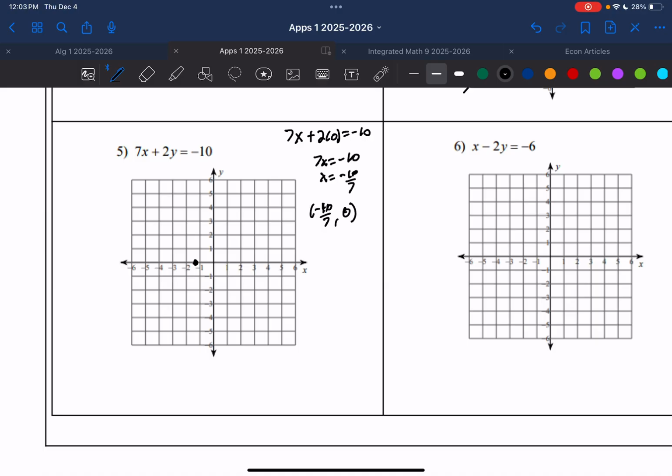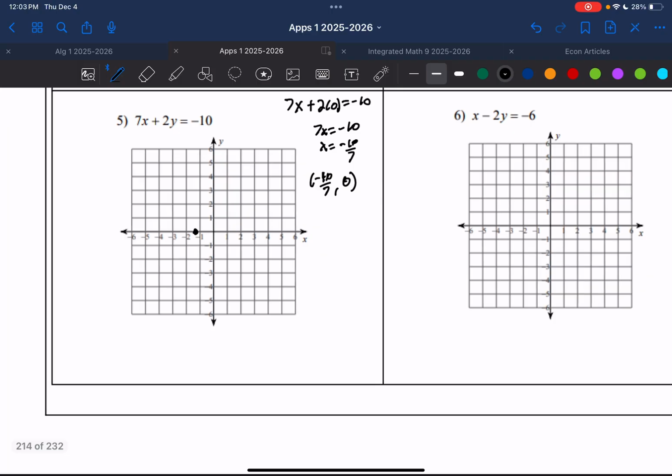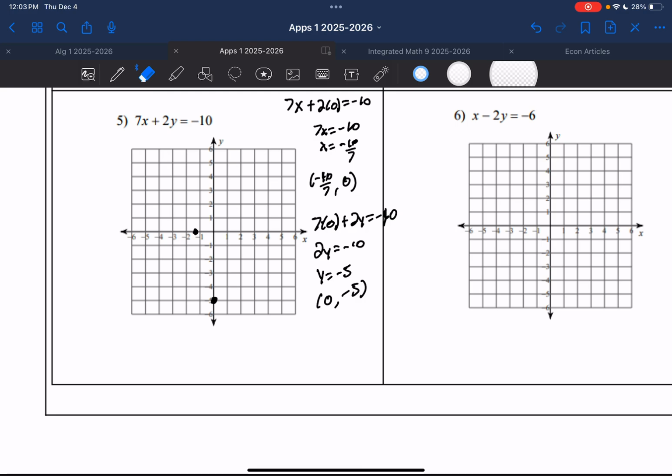It's a little bit less than -1.5, or a little bit less negative than -1.5, I guess would be the way to think about that. And then to find the y-intercept, we'll plug in 0 for x. So 7 times 0 plus 2y is equal to -10. That would be 2y is equal to -10, or y is equal to -5. So my y-intercept is 0, comma, -5, meaning that the path my line is going to follow is going to look like that.